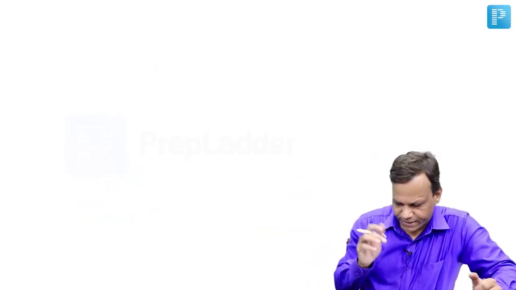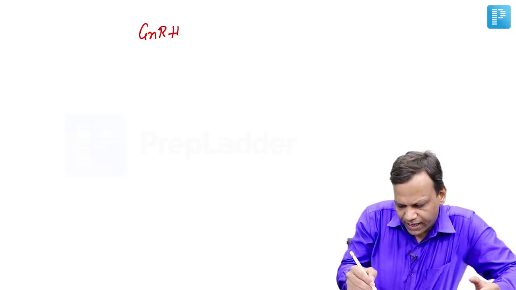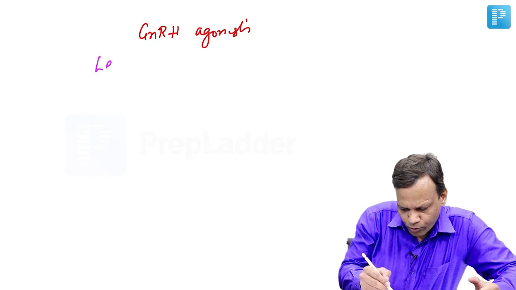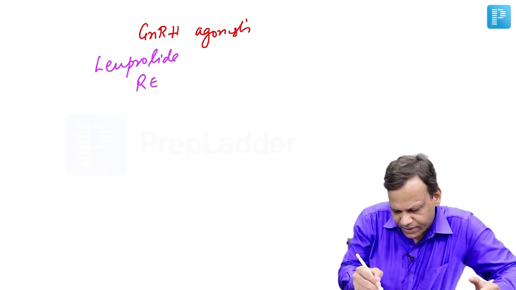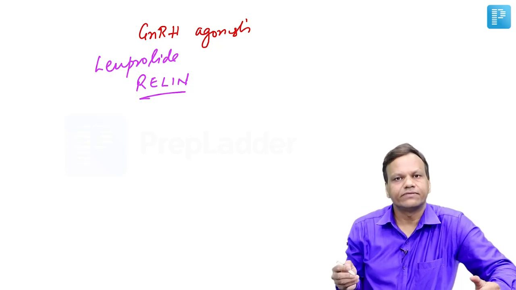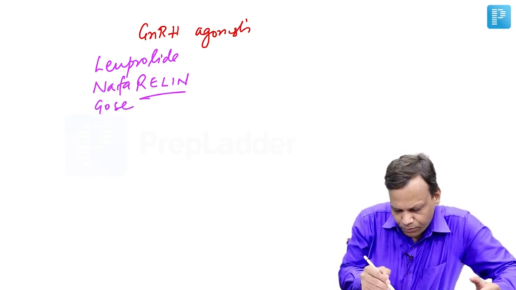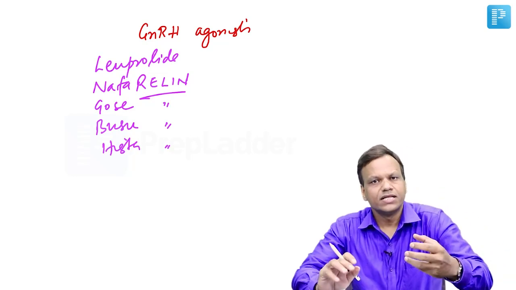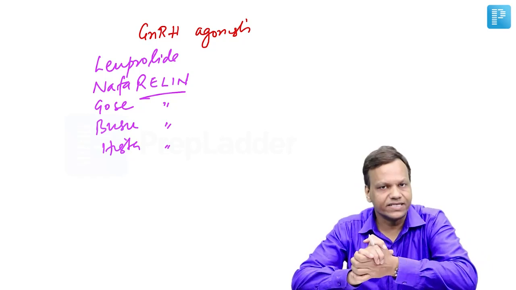Okay. Now coming to the drugs which are called GnRH agonists. The first drug in this group was leuprolide, and other drugs in this group have names ending with relin, like nafarelin, goserelin, buserelin, histrelin. The names end with relin. They are GnRH agonists. If they are given continuously, they decrease sex hormones. When they are given in a pulsatile manner, they increase sex hormones.